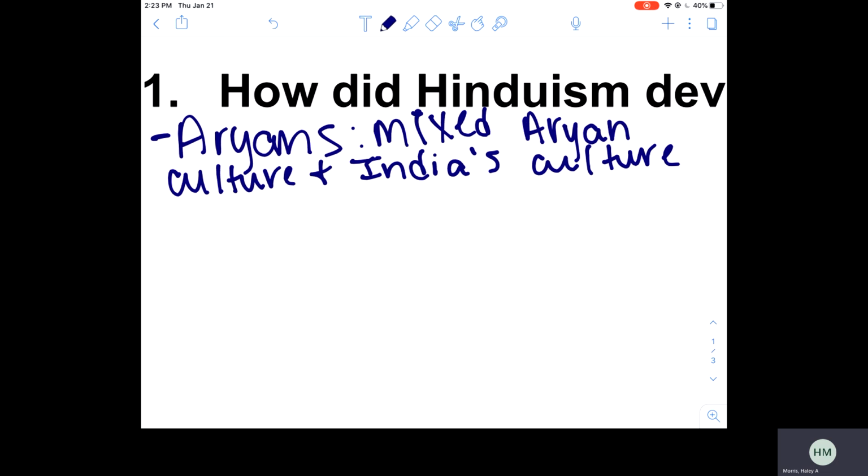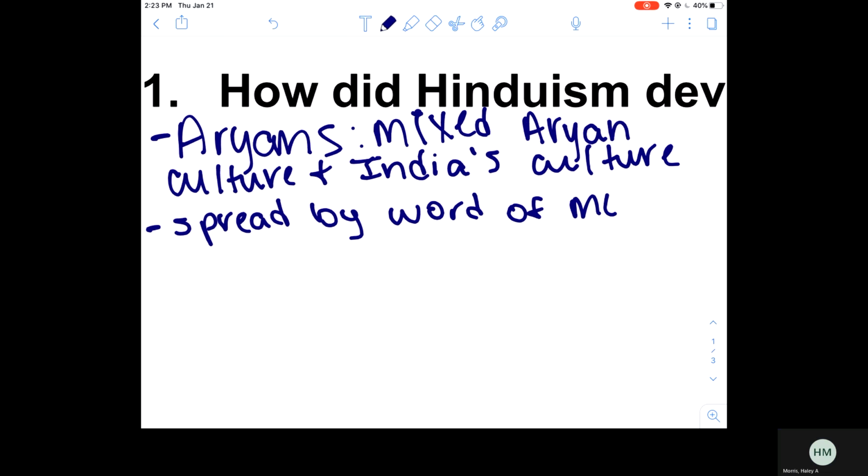It was also spread originally just by word of mouth. It was eventually written down in the Vedas, which are the Hindu holy books, but it was originally spread by word of mouth. So oral stories about Hinduism and Hinduism beliefs. And so we know that Hinduism is very peaceful and accepting of other beliefs.